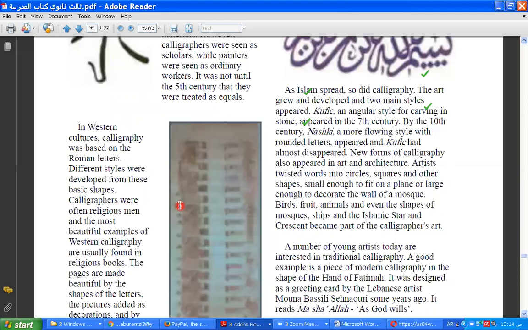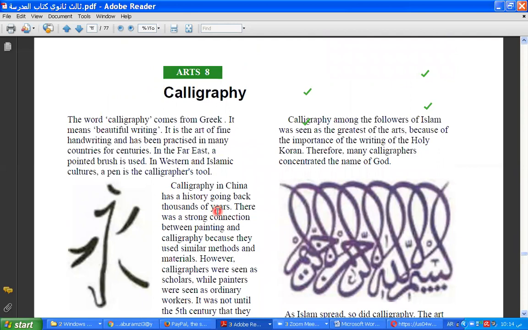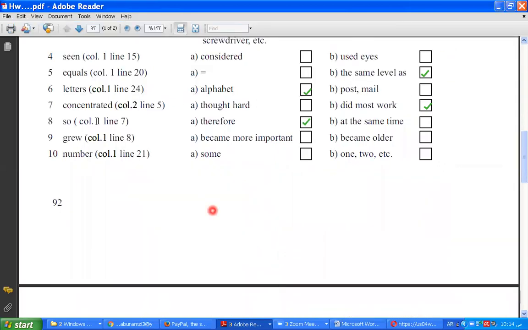We didn't find it. It's a bit confusing, because the lines are not marked by numbers. But this is column 1, Abdullah, and this is column 2. So columns here are 1 and 2. Line means 1, 2, 3, like this. Anyway, Abdullah, I think here they mean became more important, because they don't talk about people, they talk about something.